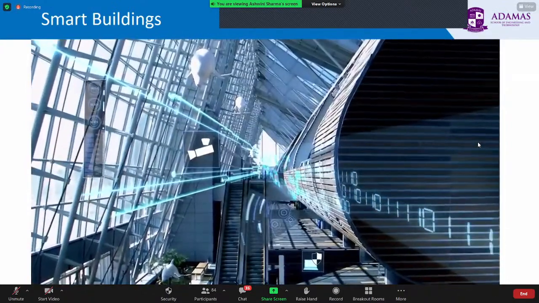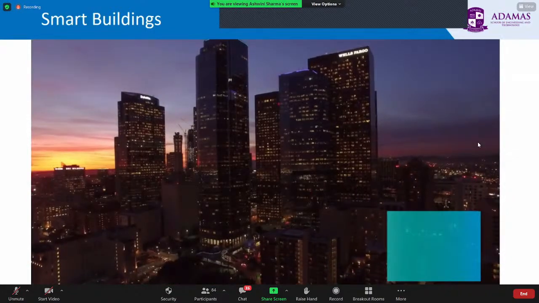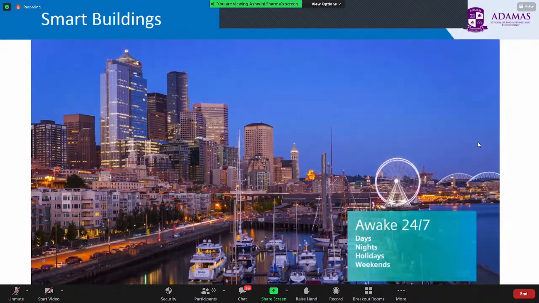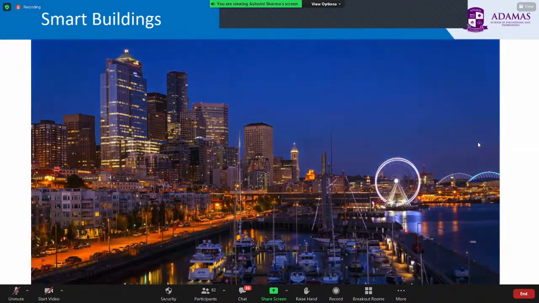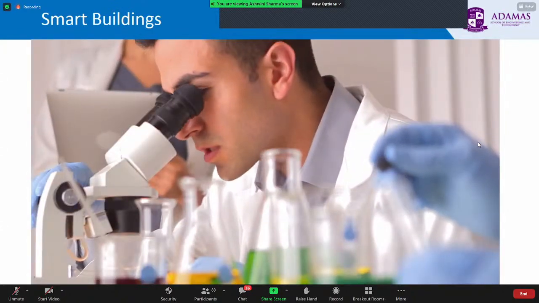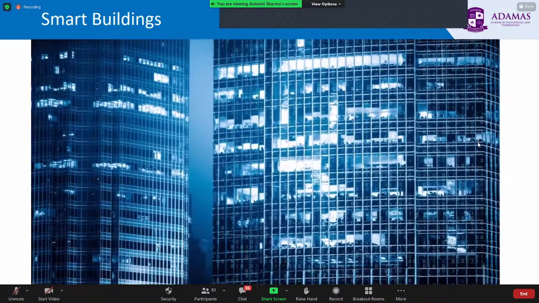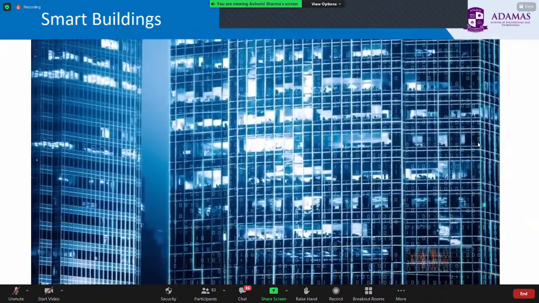Tomorrow's buildings will be autonomous. They will always be learning, always be awake 24/7, days, nights, holidays, and weekends. They will continuously adjust based on the current environment and requirements. And autonomous buildings will let your occupants focus on what they are passionate about. Just watch what your building might uncover using deep machine learning and artificial intelligence.